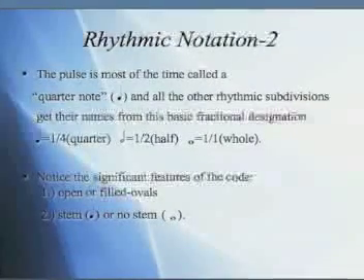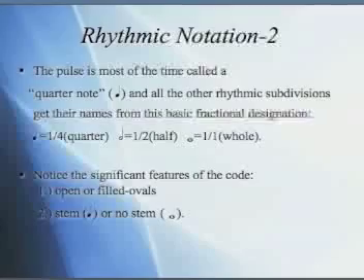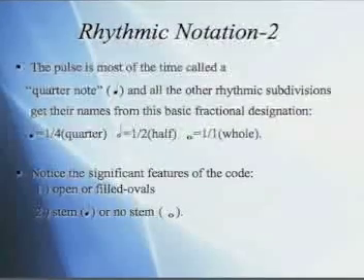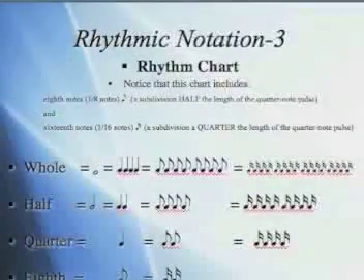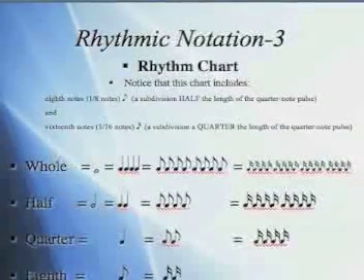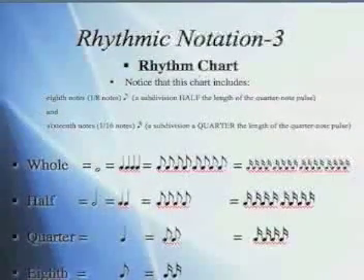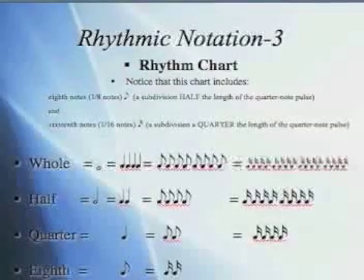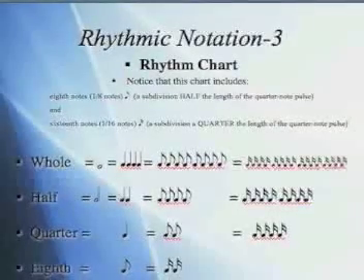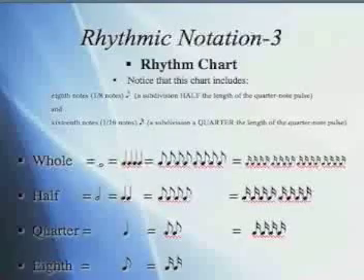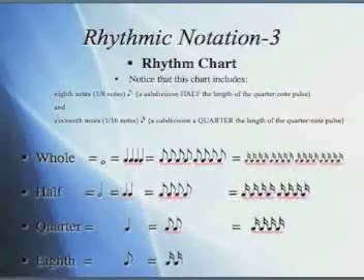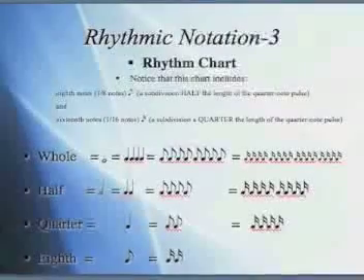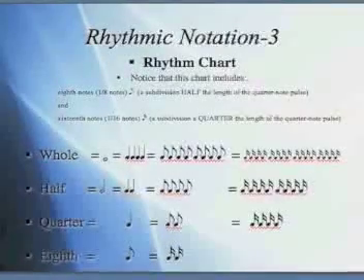Notice the main features of the code. We have open or filled in ovals, which have stems or no stems. Now study this chart carefully because you have to be able to reproduce this chart. But it's not very hard because if you had 7th grade fractions, you know how to do it. A whole note is 1 over 1. So a half note is 1 over 2. A quarter note is 1 over 4. The fractions work just like normal fractions.